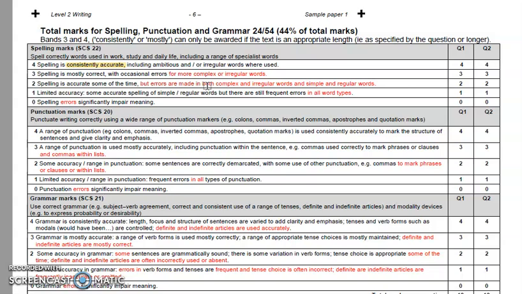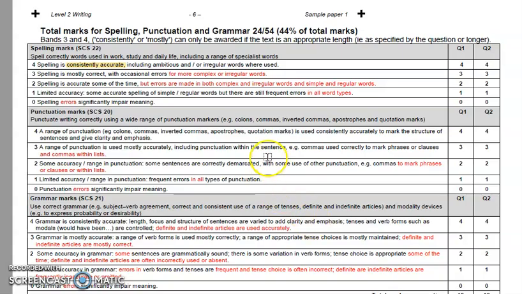And grammar, again, consistently accurate. And it says here, length, focus, and structure of sentences are varied to add clarity and emphasis. So basically, you might be using short sentences for dramatic effect, or longer, more complex sentences to describe, and you would make the right decision for those. Tenses and verb forms are controlled. So basically, are your tenses correct?